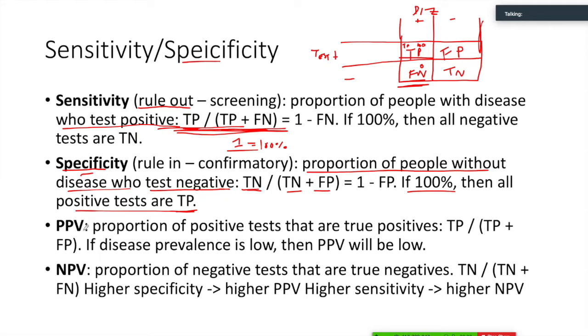Okay. Positive predictive value is the proportion of positive tests that are true positives. And so here we take true positive and put that over true positive plus false positive, and so this is going to be dependent on the disease prevalence.